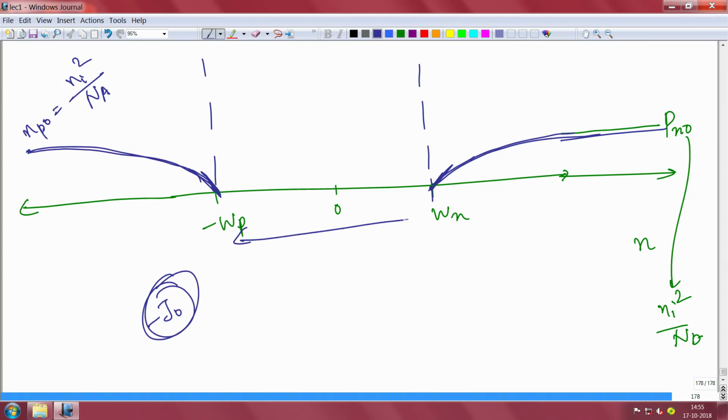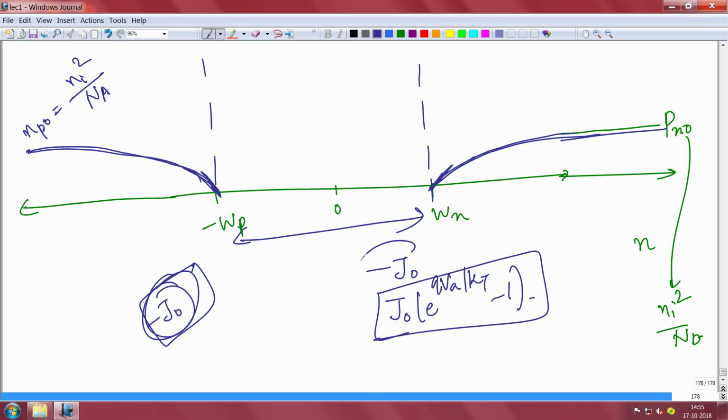This depletion has become larger, by the way. Okay. So, essentially the reverse saturation current is minus J naught, which is very low, and the forward current is just J naught e to the power QVA by KT minus 1. This is the total forward bias current, this is the reverse bias current. This flows in the positive x direction, this flows in the opposite direction, and this is a diode that behaves like a rectifier.